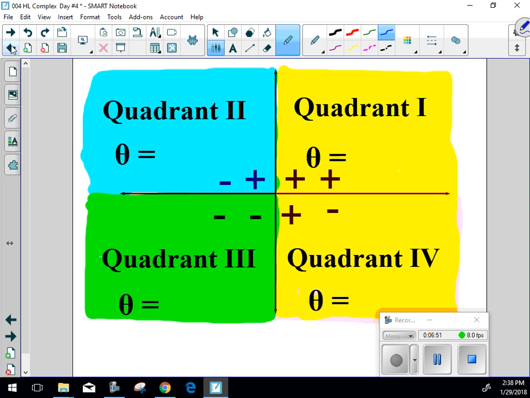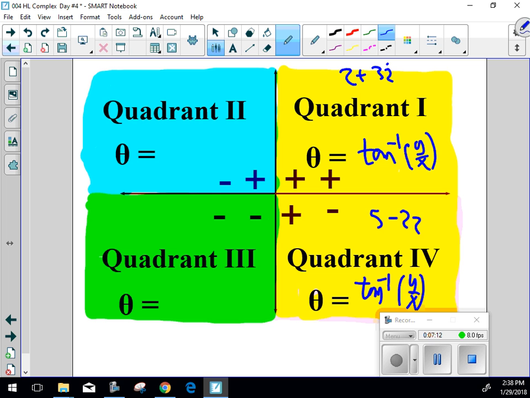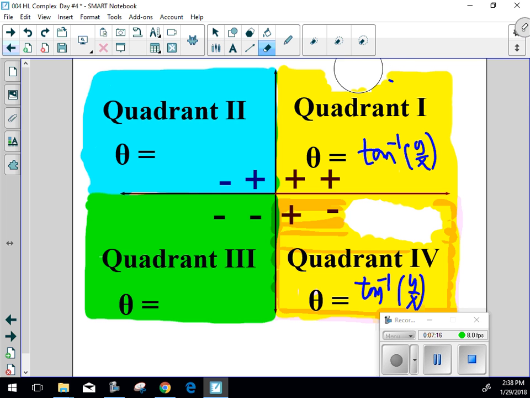Here's the last thing I want to show you. Please write this down. The formula for finding angle is no problem, y over x, for all of these. Anything in quadrant 1, like 2 plus 3i, or 5 minus 2i, these you just do inverse tangent y over x.